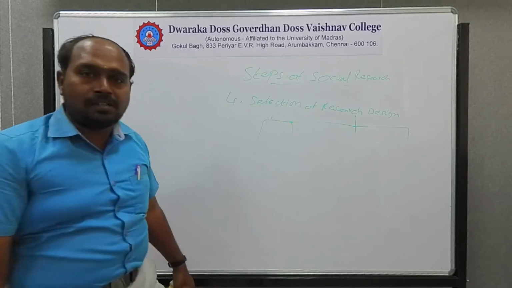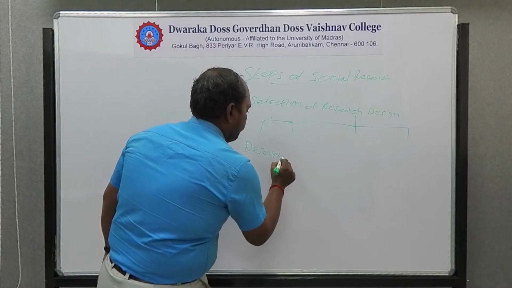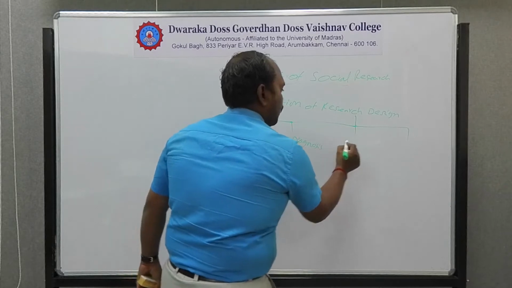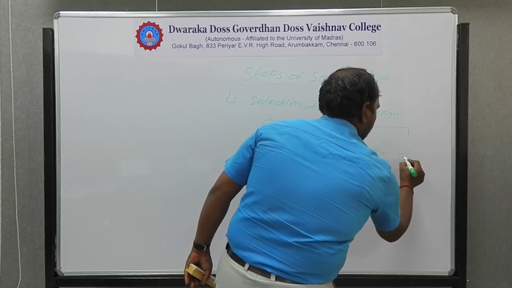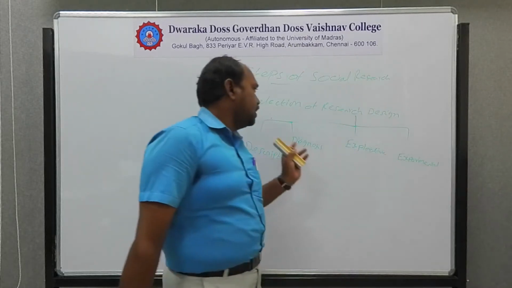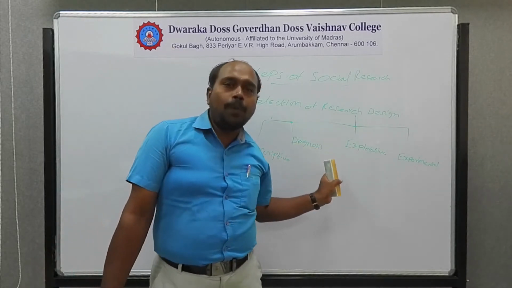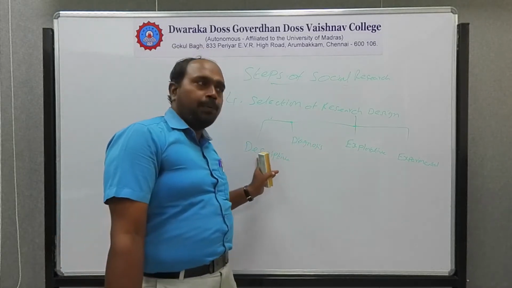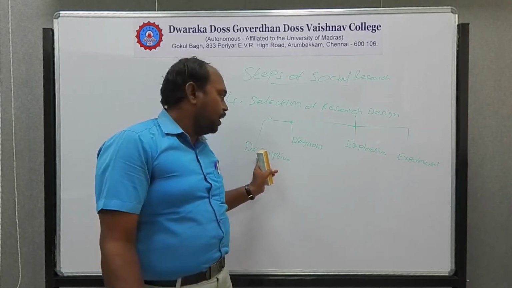In the research design, 4 types of research designs are there: descriptive, diagnosis, explorative, and experimental. From these 4 types of research design, you have to identify which will be the appropriate research design for your research study. For example, descriptive research design describes the area of the research problem in your area.